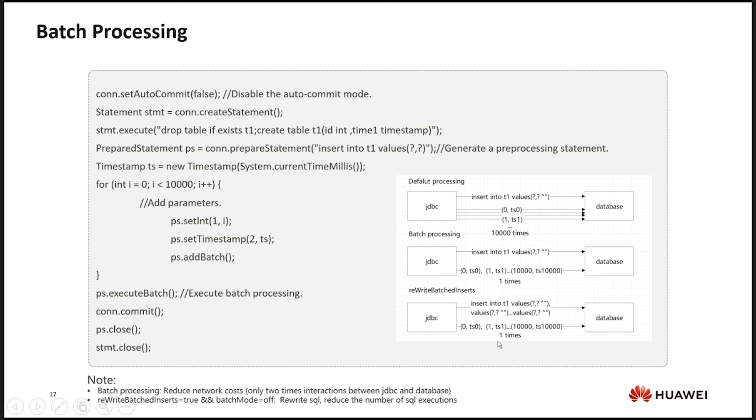So why is this one better than batch mode? Because batch mode just reduces the network cost, but how many times is the SQL executed in the database? It's 10,000 times as the default processing. It's the same number of times it will execute in the database. But with this rewrite of batched inserts, it will reduce how many times the SQL executes in the database because you rewrite your SQL.